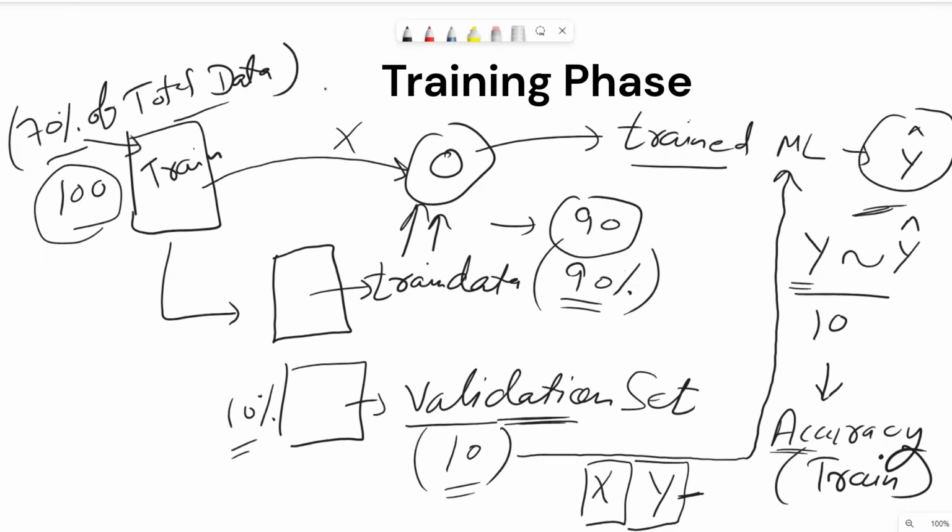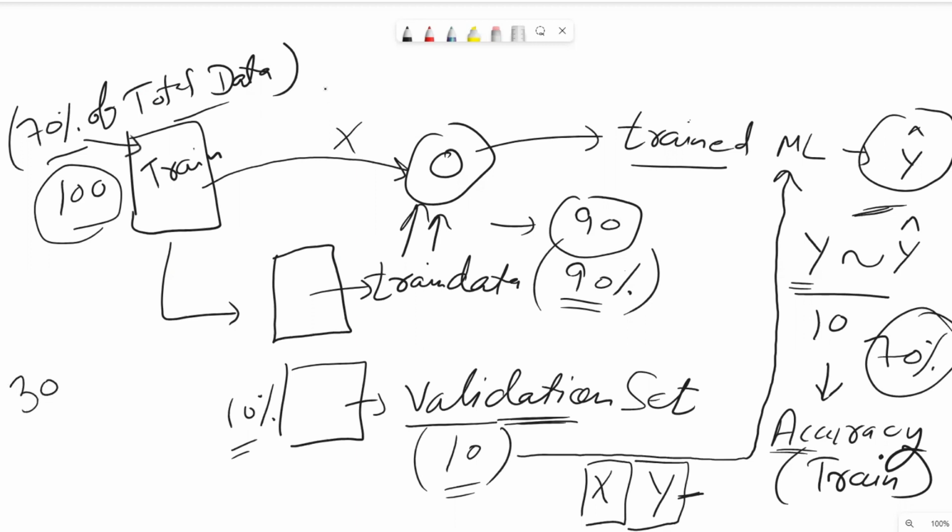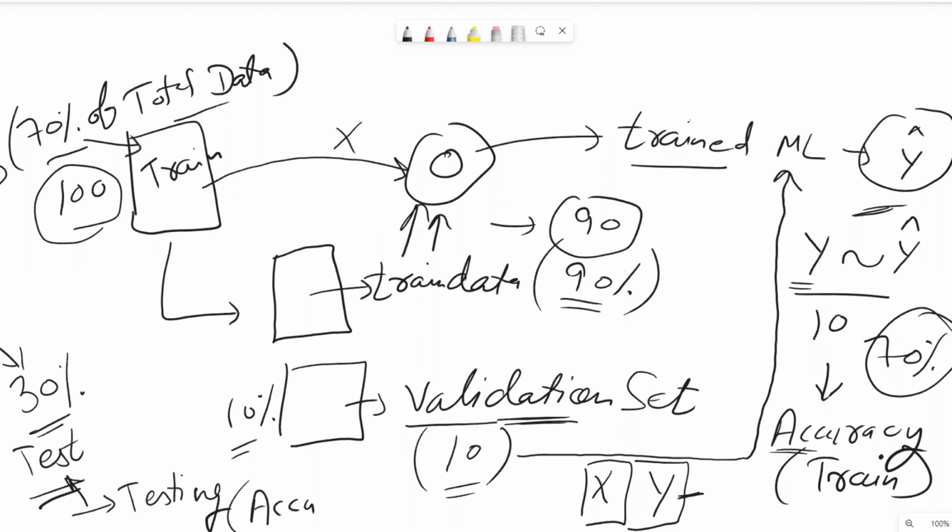But once you get the training accuracy of the model, let's say training accuracy comes out to be somewhere around 70%, right? 70% is your training accuracy. But what is the test accuracy? So we need to do the testing accuracy. For that, now you have the remaining 30% of the original data, right? This was 70%, but you have the remaining 30% data, which you have marked as test data, correct? On this test data, you will be doing the testing manually. And at that time, the accuracy you will get will be known as testing accuracy.